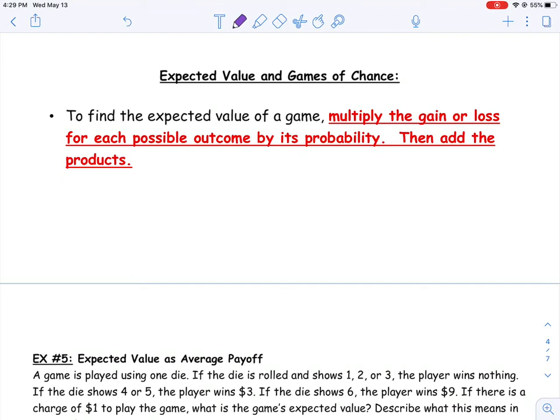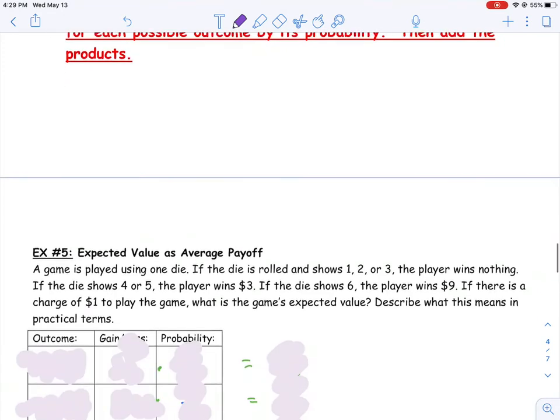And so what I like to do on all of these is make a chart, kind of like they did in the SAT example, where we have our different outcomes, what we gain or lose depending on the outcome, and then the probability in our third column. That way we can easily organize ourselves with the three different things we need. We can multiply them, and then we can add them together. Okay, so let's do that on example number 5 and 6.